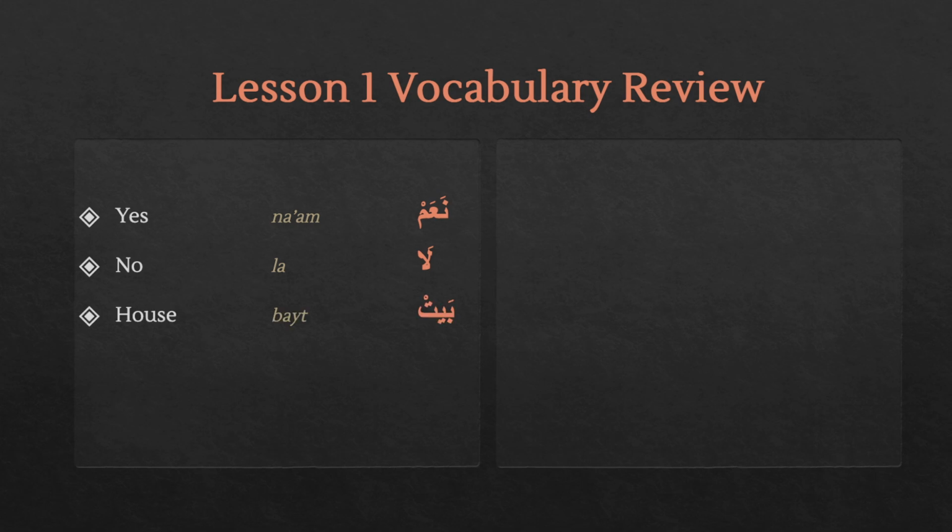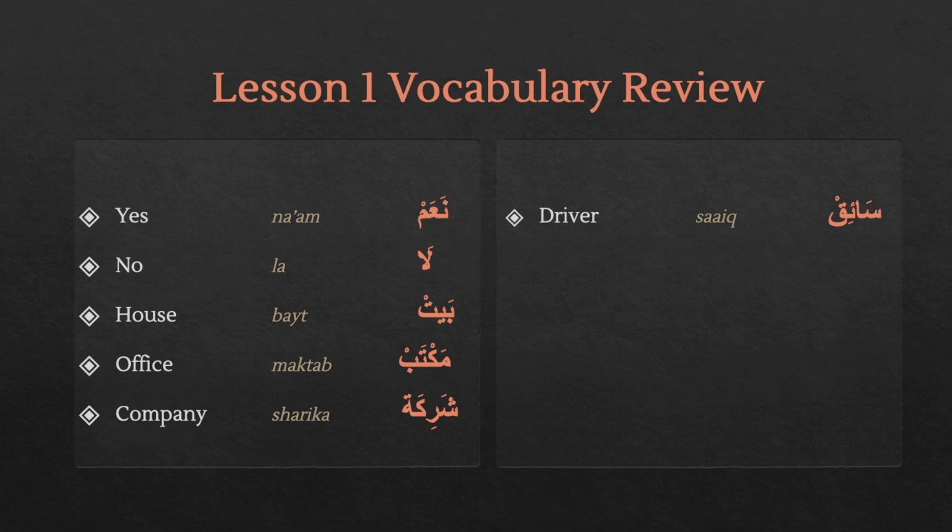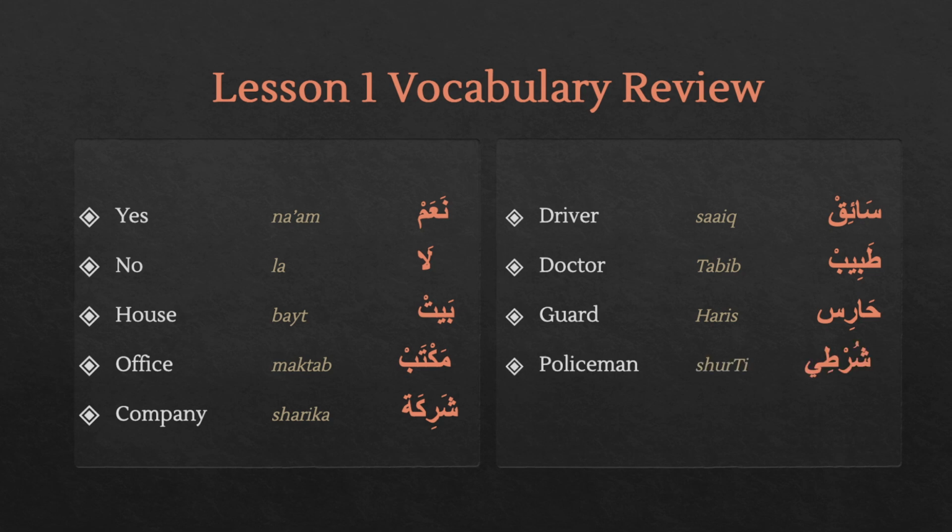Bait, house. Maktab, office. Sharika, company. سائق, driver. طبيب, doctor. حارس, guard or security guard. شرطي, policeman. And مهندس, engineer.